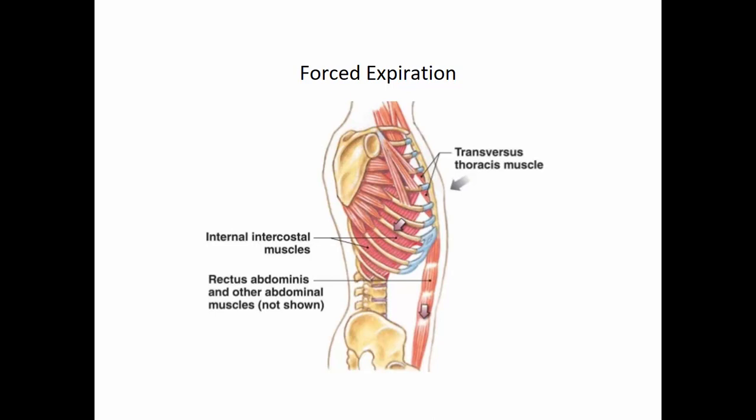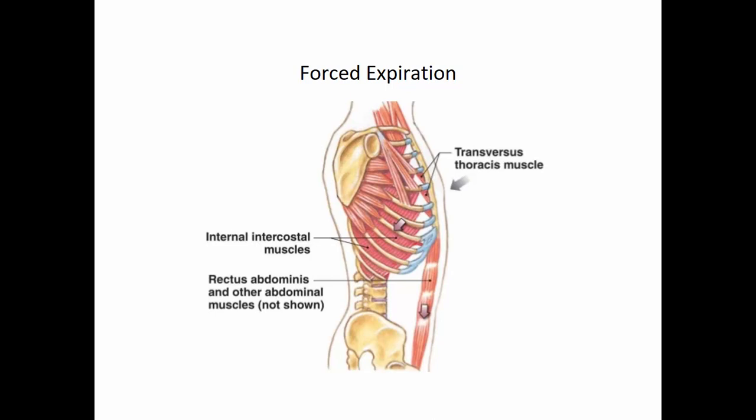Normally we're breathing a normal amount in and out. We call that tidal volume. That's the volume of air that under normal circumstances we breathe in and out with each contraction of our respiratory muscles. But we can force extra air out, and we can do that by using our internal intercostal muscles, our abdominal muscles, and our transversus thoracis muscles.